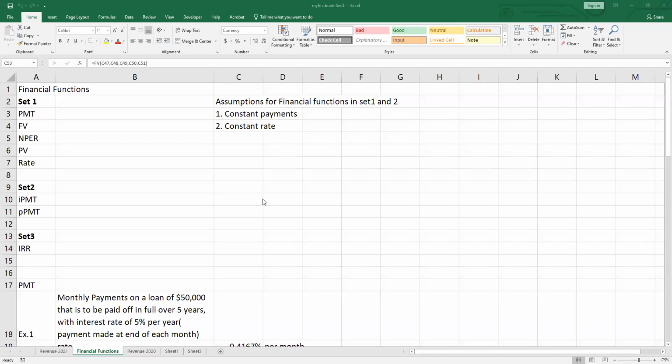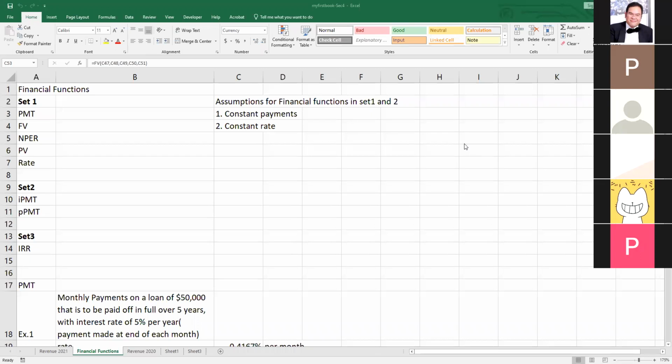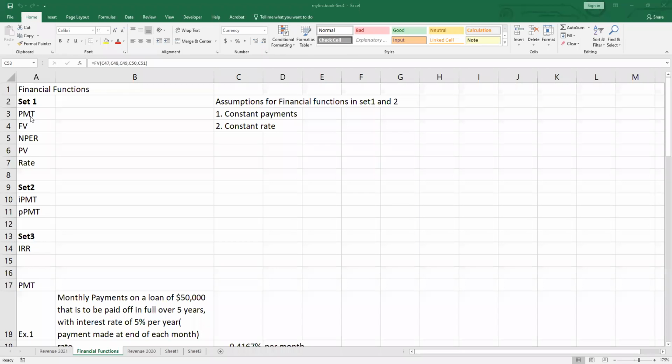So we started talking about the financial functions in the first set. On the last class, we talked about two functions already, PMT and FV. When we talk about these functions for set one and set two, normally the values for each argument or each function can be used together with other functions as well.